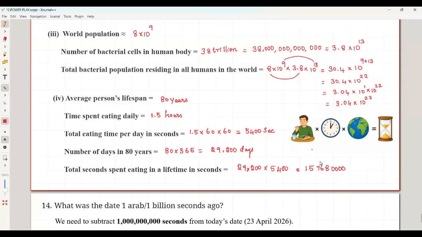Now we have to write it in standard form. Writing in standard form means after the first digit we keep the decimal point: 1.5768 into 10 to the power, after the decimal point count the digits. Here 1 2 3 4 5 6 7 8 digits, so 8. This is the answer: 1.5768 into 10 to the power 8.